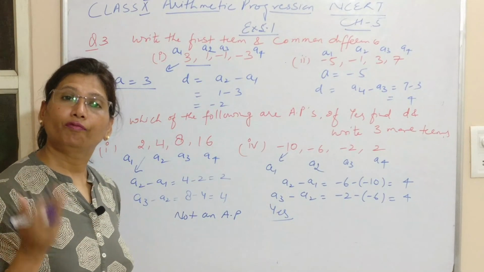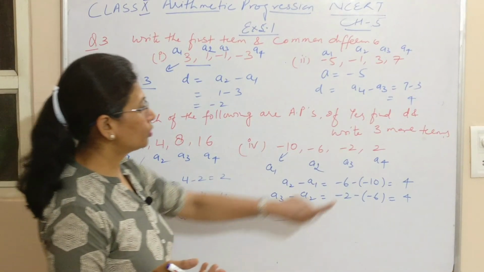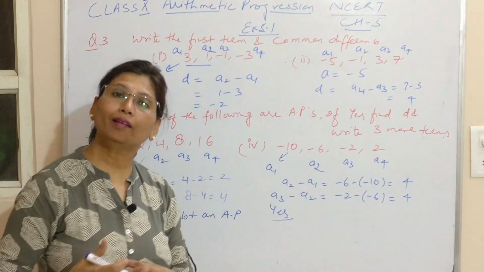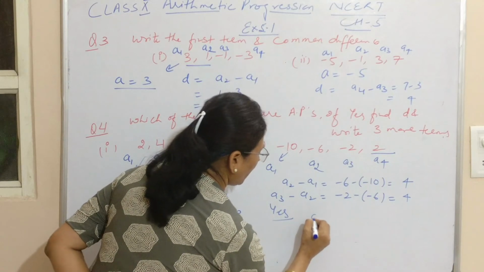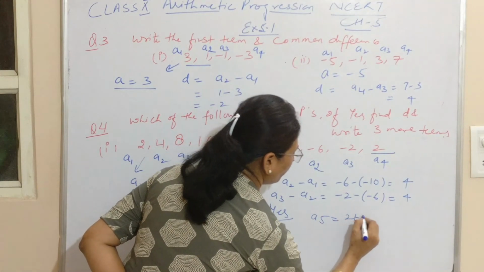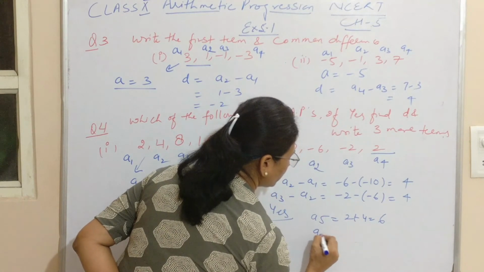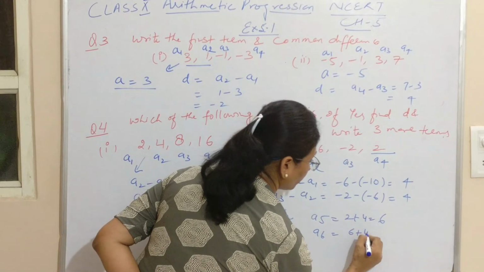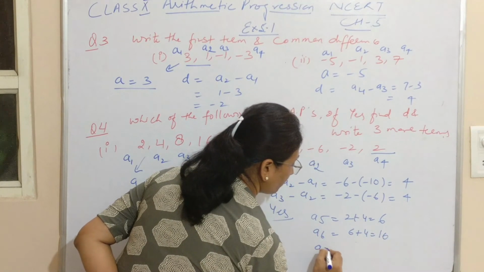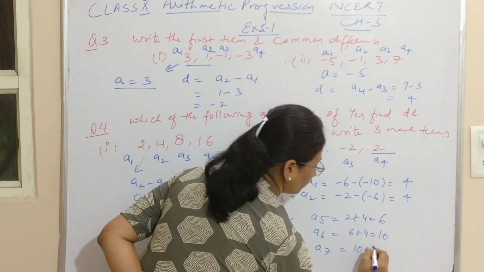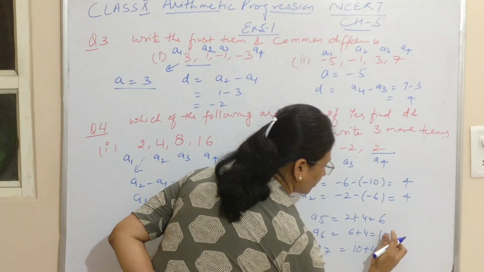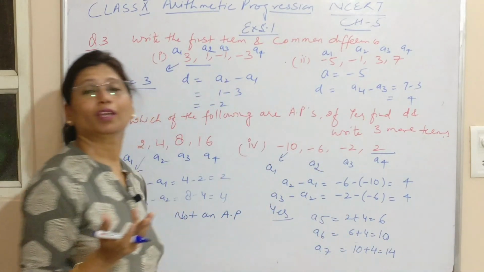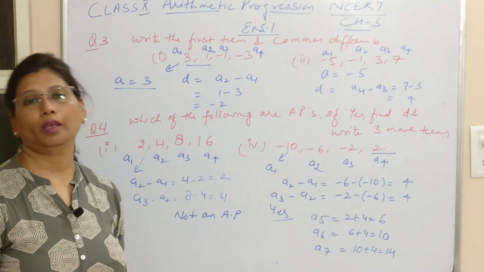Now it says find out the next 3 terms. So how do we find the next 3 terms? By adding the common difference. So here this is 2. So my A5 is 2 plus 4. What is A6? 6 plus 4. What is A7? 10 plus 4. So this way we can find the respective AP.